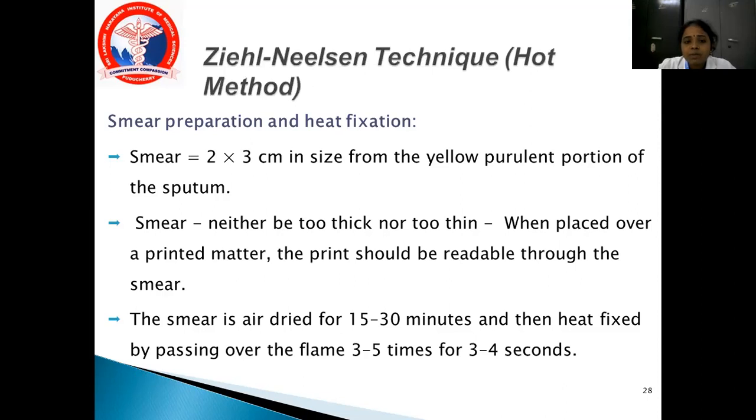So you make the smear on a clean slide, followed by smear preparation and heat fixation. The smear is 2 by 3 centimeters in size, made from the yellow purulent portion of the sputum. The smear should be neither too thick nor too thin. When placed over printed matter, the print should be readable through the smear. The smear is air dried for 15 to 30 minutes and then heat fixed by passing over the flame 3 to 5 times for 3 to 4 seconds.